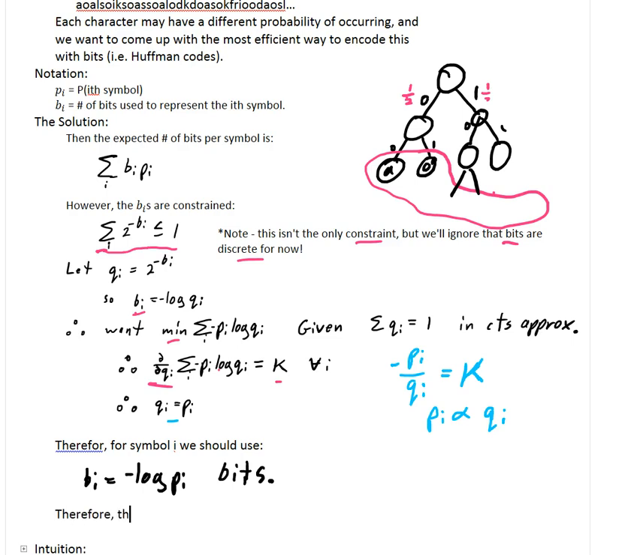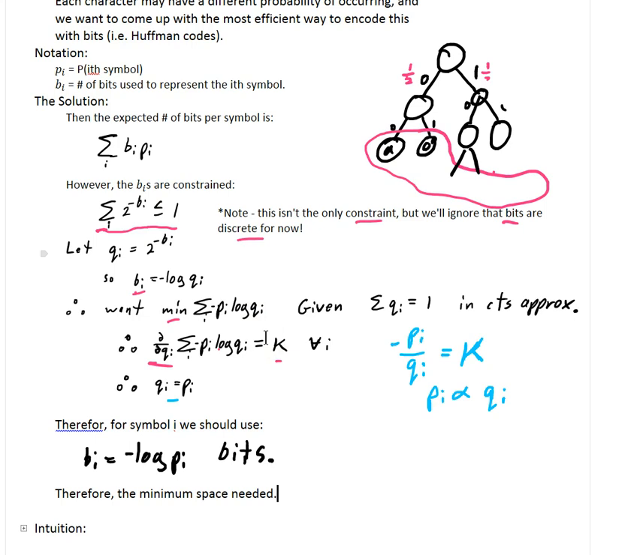Therefore, the total minimum space needed, given these continuous approximations, is the sum over i of minus Pi log Pi. Just plugging that back into here. And this is what we call the entropy.